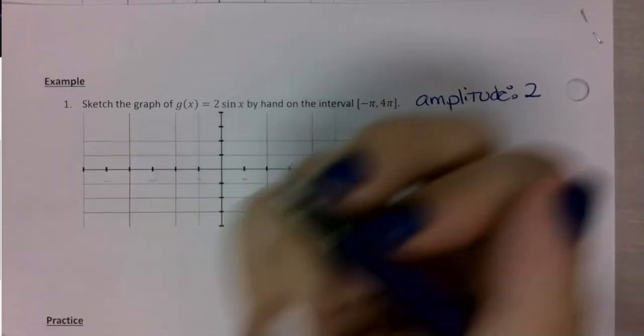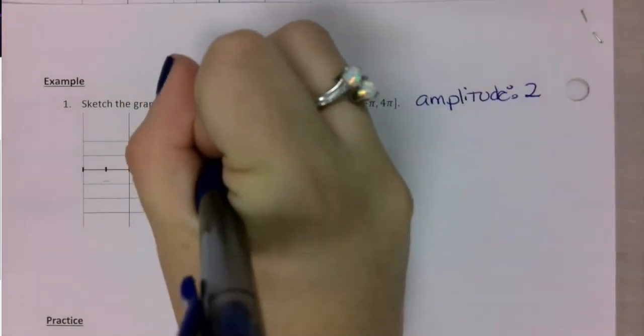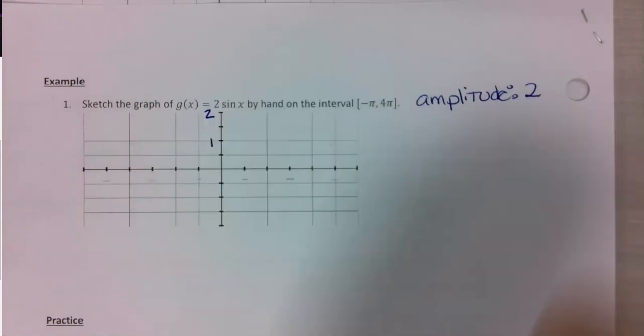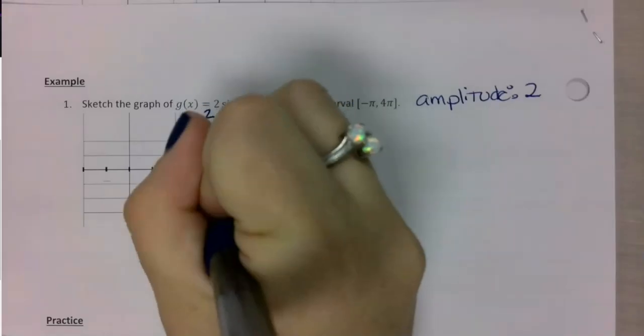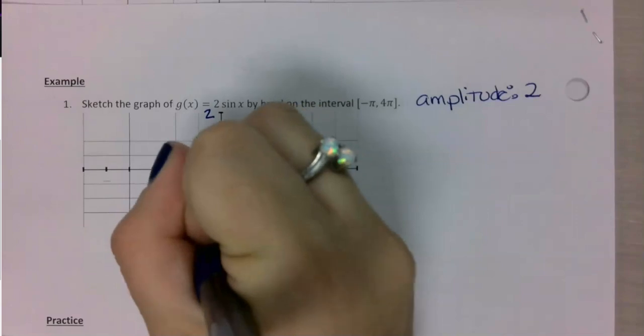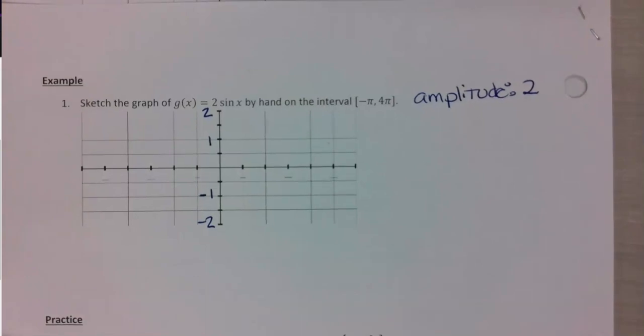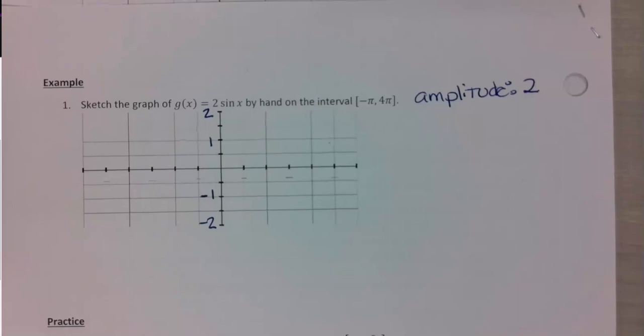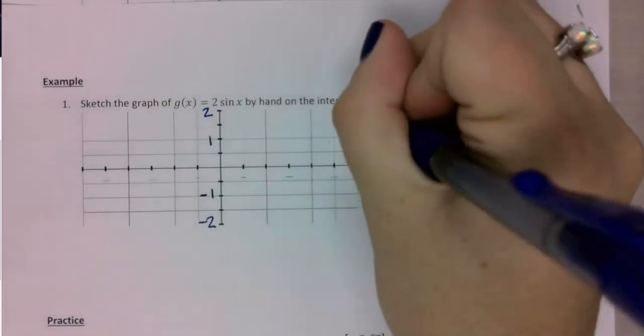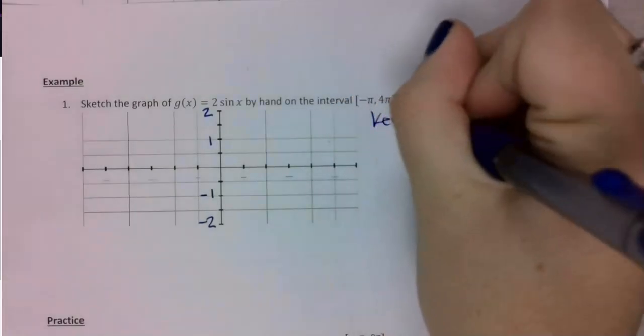Okay, so I'm going to label my graph. I'm going to skip every other one and go 1 and 2. And then when I go down, it's going to be -1, -2. So then I want to find my key points.